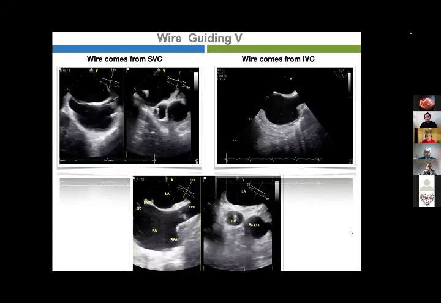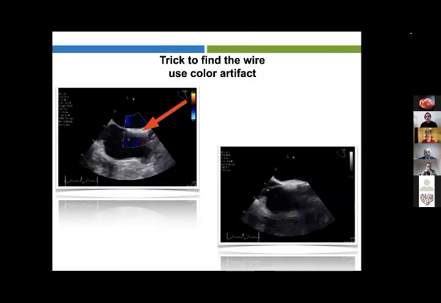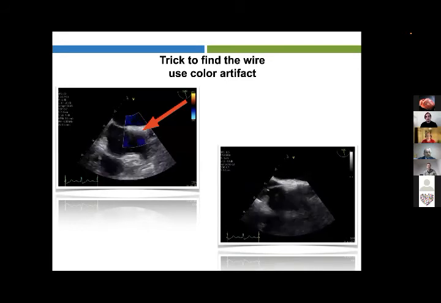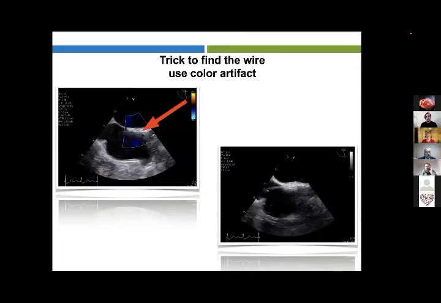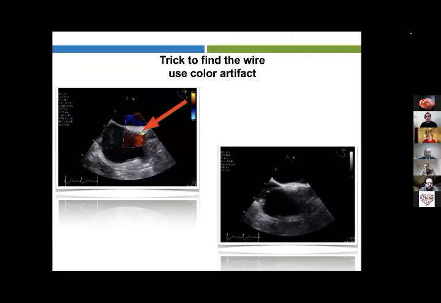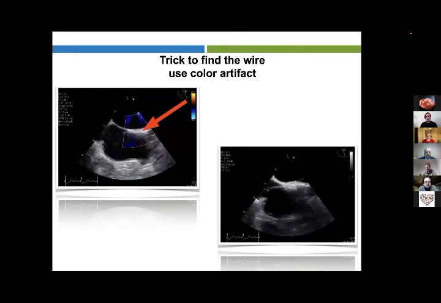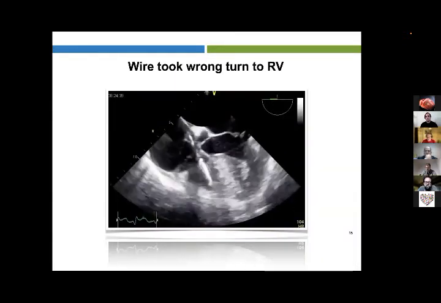And what I told you before, the color reflex, sometimes it's kind of difficult to identify the wire in the bicaval view. And what I learned in interventional echocardiography doing lots of mitral clip procedures, the color reflex on the wire can help you to identify the wire. That's very important for your intensivist to show him the wire, because over the wire he will come with the cannula. Here's the example where the wire went the wrong way. It's in the right ventricle, and that's not where we want to have the wire, of course.